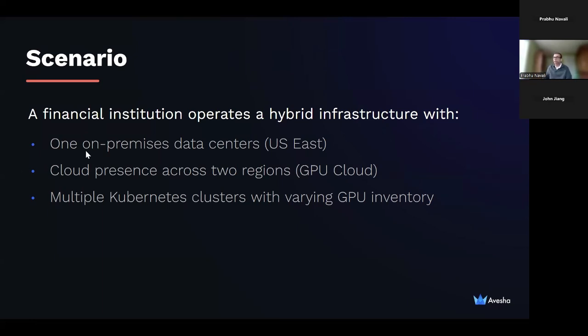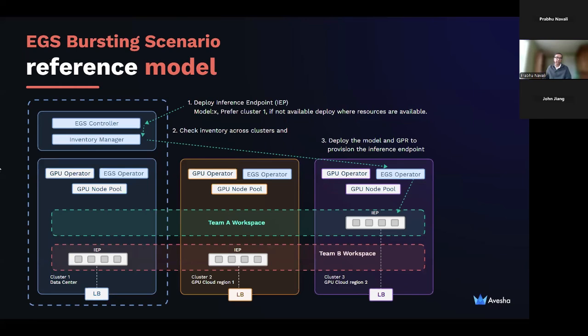Let's take a look at the reference model. EGS is a platform for effective allocation and management of GPU resources. The slide shows the reference model. EGS has a controller, which is the brains of the management operations. This can be deployed either in one of the worker clusters or in a separate controller cluster. I think a separate cluster would be the preferred approach.